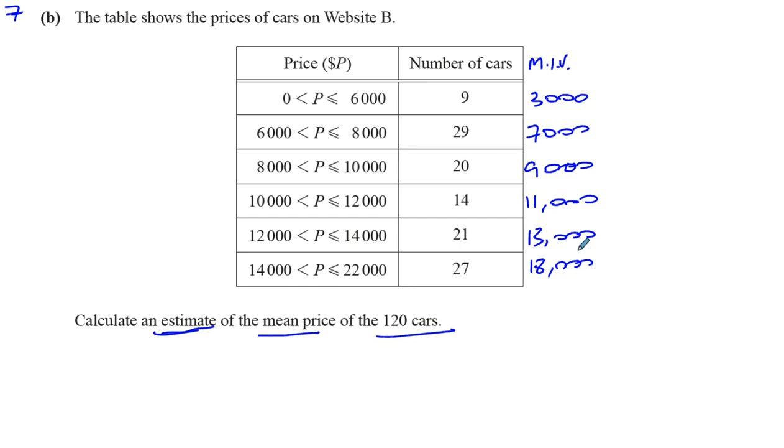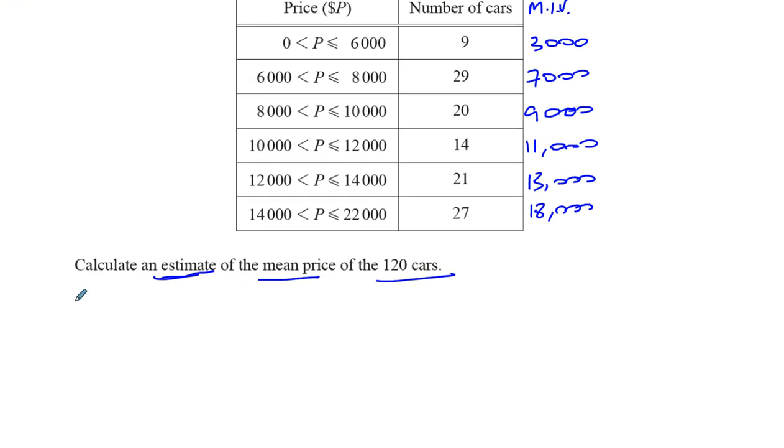Okay, so now we have the mid-interval values. Now we have something to multiply these numbers by. It's very critical that you write the steps in these questions because it's very easy to make calculator errors. So you should write the steps very carefully. You could make another column, or you could just write them down here.